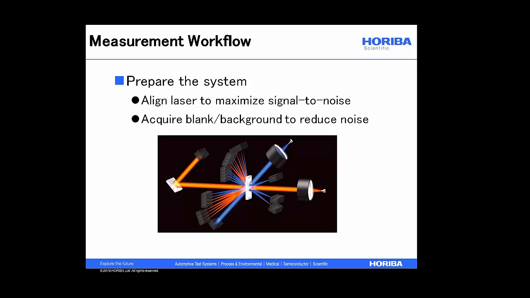You need to prepare the system. Align the laser to maximize signal to noise and acquire a blank and a background really to subtract off. This is simply done with the press of a button in modern instruments. Okay, so you press a button, it aligns and blanks. You add the sample, and you hit measure.